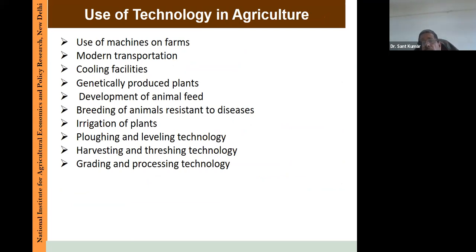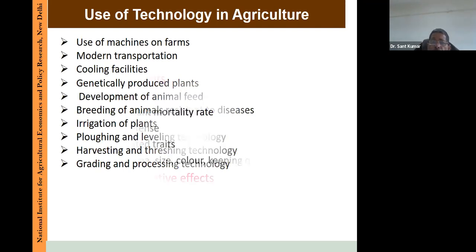We use different kinds of technology. We use machines, transportation related technology, cooling related technology, genetically engineered plants, development of animal feed, breeding of animals resistant to diseases, irrigation of the plants, micro irrigation, drip irrigation, sprinkler irrigation, plowing and leveling related technologies, harvesting and threshing related technologies, grading and processing related technologies, like the technologies we have developed and are developing.